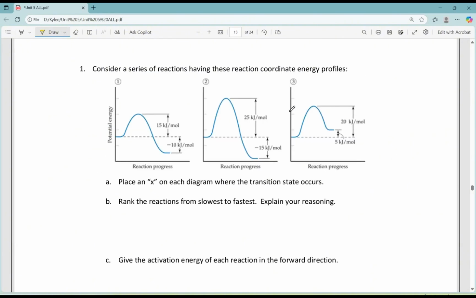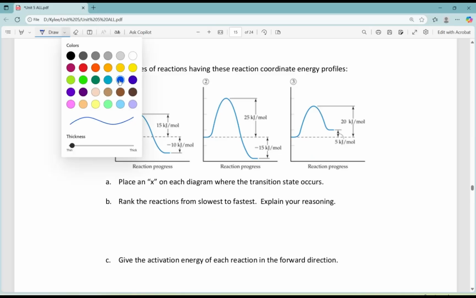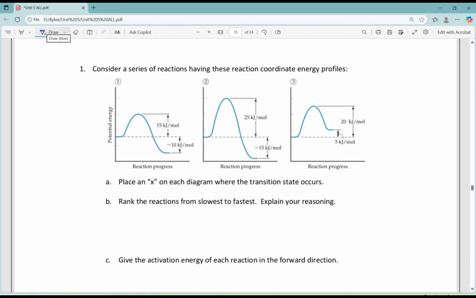So let's look at some example problems. On number 1, it says, consider a series of reactions having these reaction coordinate energy profiles. Place an X on each diagram where the transition state occurs. So again, that transition state is just going to be the top of the peak. Next, they want us to rank the reactions from fastest to slowest and then explain our reasoning.